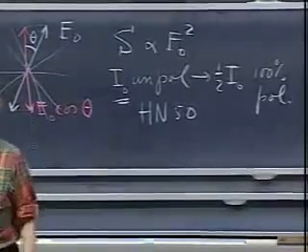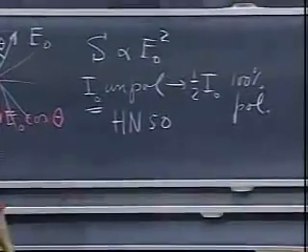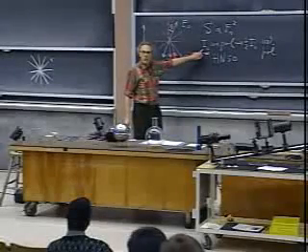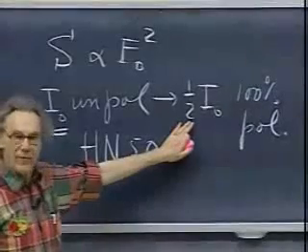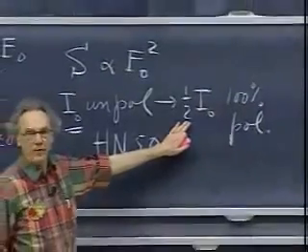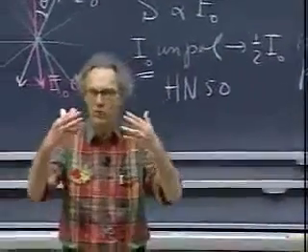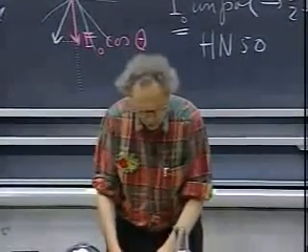I didn't measure it. Yours may be an HN25 or maybe an HN30, which would then mean that the strength of an unpolarized light beam would not be 1/2 of I0, but maybe only 0.25 or 0.3. But in any case, the light that will come through your linear polarizers will be very close to 100% polarized.